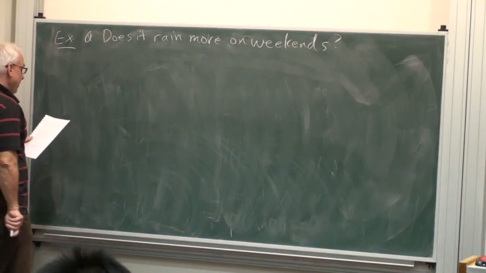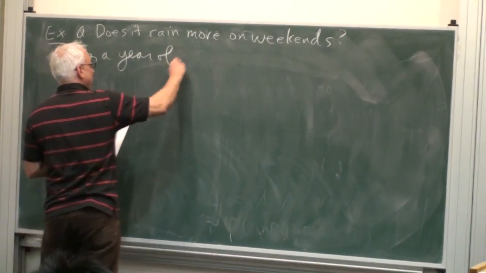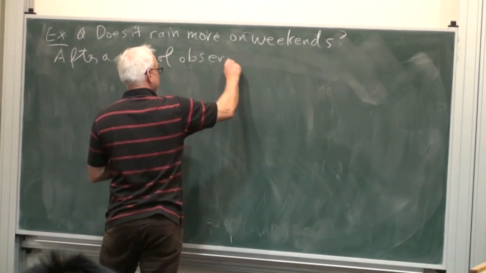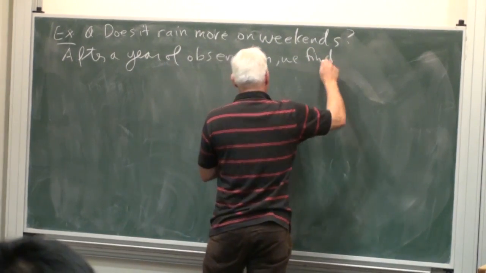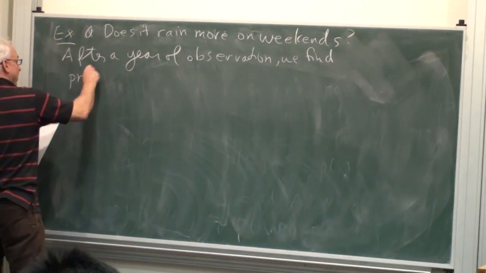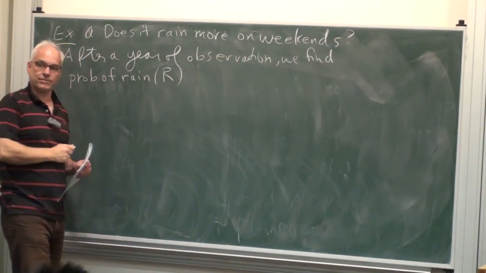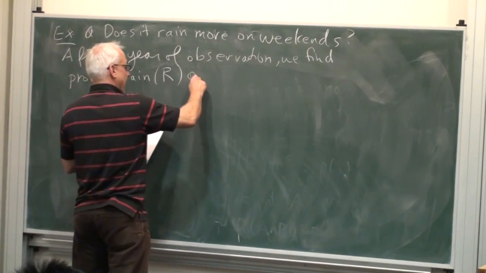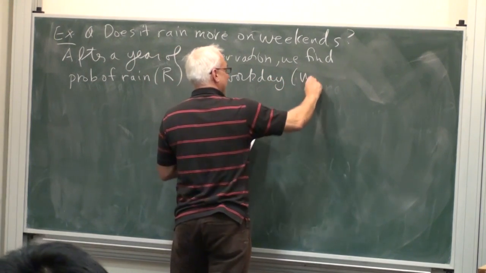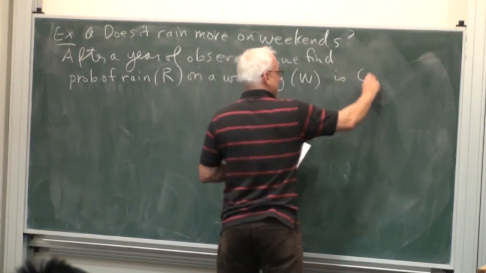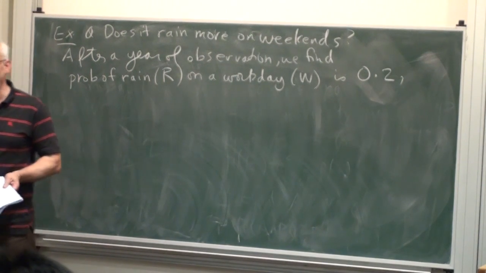And let's say that after a year of observation, we find that the probability of rain, R for short, on a work day, which will be represented by W, is, let's say, 0.2. So if it's a work day, there's a 1/5 chance of it raining.